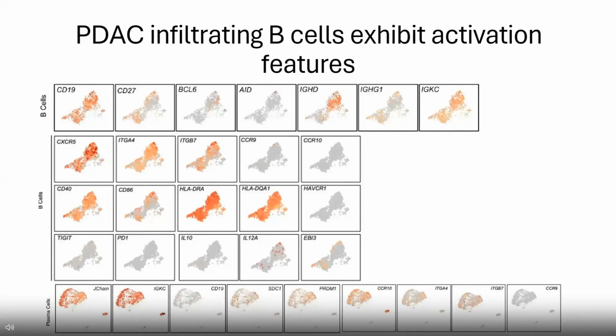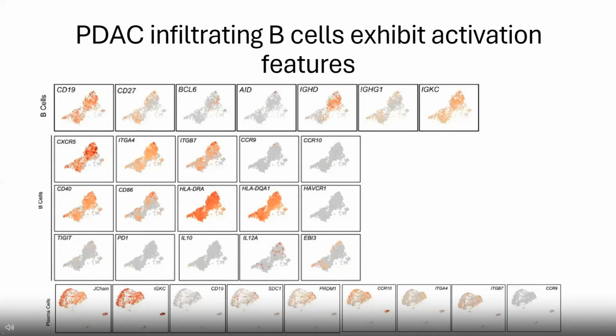In the B cell population, we also see some that express activation markers such as CD27, CD80 on the bottom, and also CD40. And particularly for our interest, it's also nice to see some germinal center B cell markers expressing BCL6 and also AID, which is the key enzyme involved in the isotype switch.